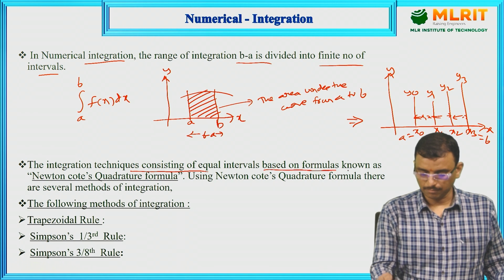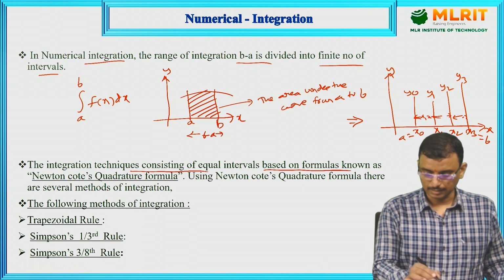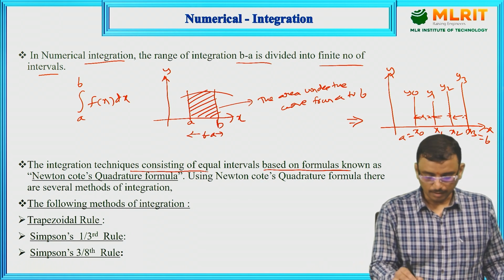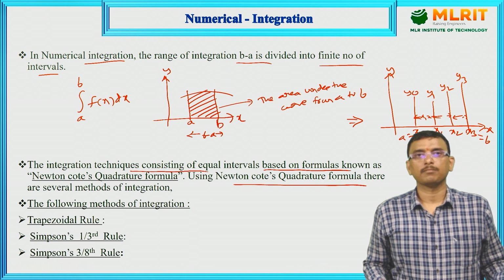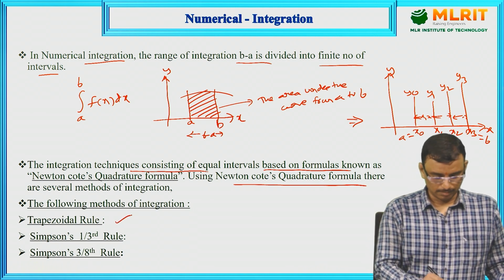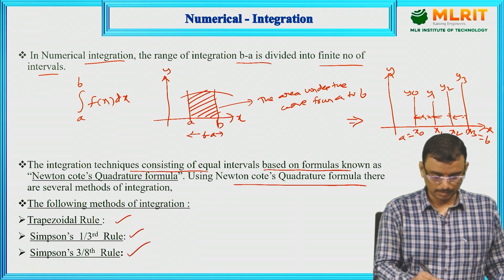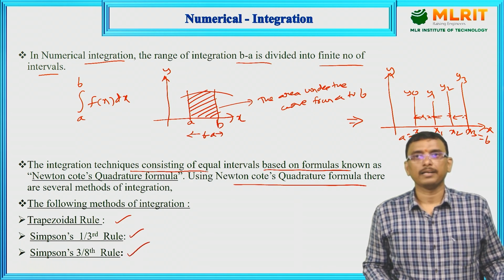The formulas based on this are known as Newton's Cotes quadrature formula. Using Newton's Cotes quadrature formula, there are several methods of integration: the trapezoidal rule, Simpson's 1/3 rule, and Simpson's 3/8 rule. We use these methods to find the solution of the given integral.